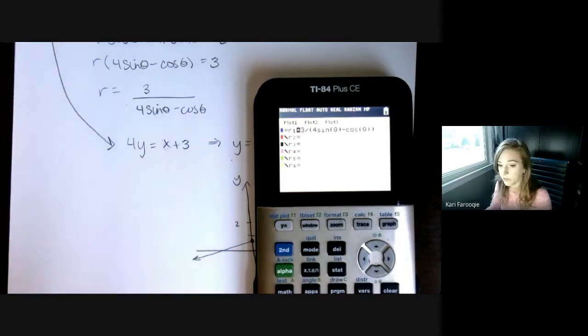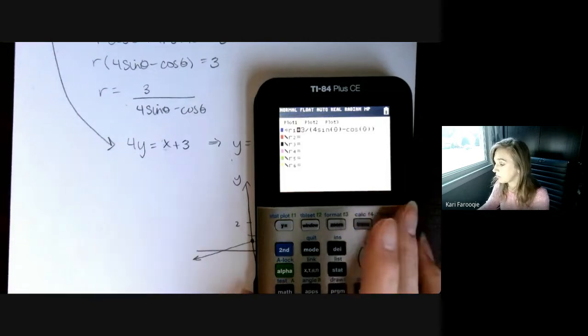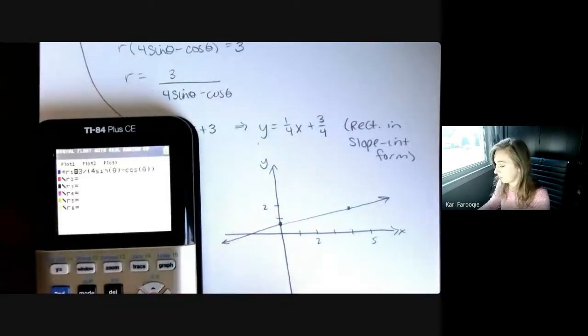So let's see what happens when we graph this, because you might end up seeing that you're going to have to switch out your angle theta. So let's look at what happens. But you know what you're expecting to see. I can see this. So let's hit graph.